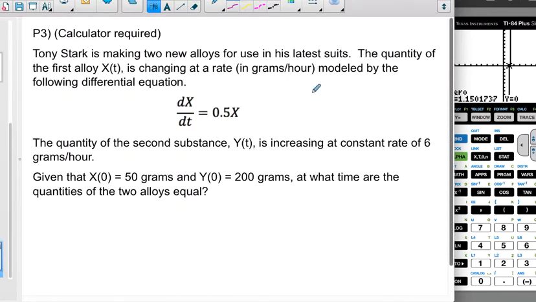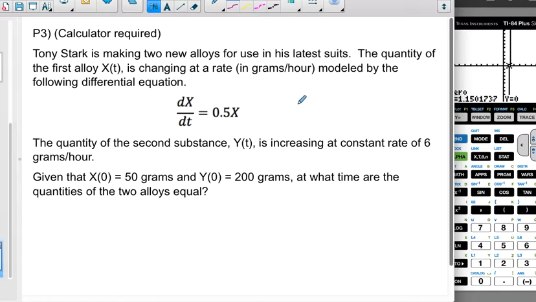Again, you're going to need a calculator for this. Tony Stark is making 2 new alloys for his latest suits. The quantity of the first alloy, x of t, is changing at a rate in grams per hour modeled by the following differential equation, dx/dt equals 0.5x. The quantity of the second alloy, y of t, is increasing at a constant rate of 6 grams per hour.